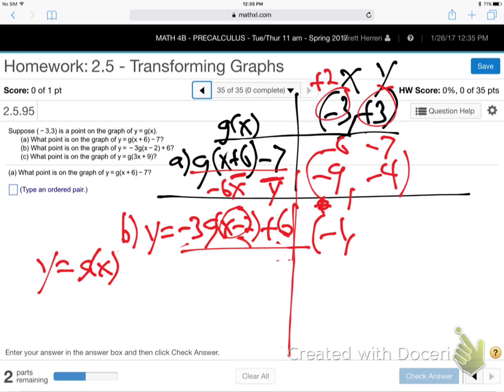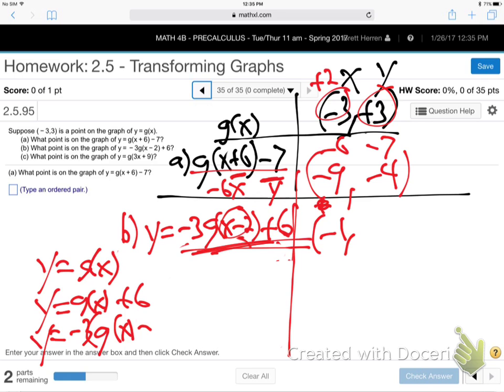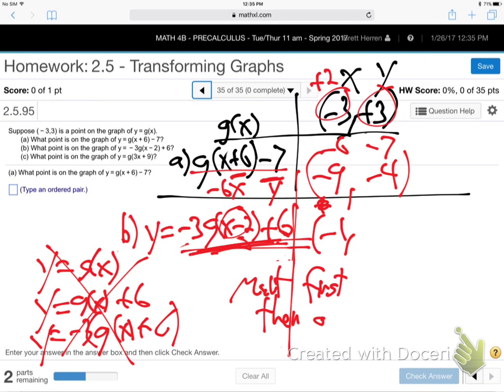How could I get there? Could I, for example, add the 6 first to the right side? I'm trying to get it to look like this, other than the x minus 2. We know that's there. Add the 6 first? No. Because then next step, when you multiply the whole right side by negative 3, it isn't going to be 6 anymore. It's going to be negative 18, which is not true to what they're asking me to find. So it's not add first, then multiply. It's multiply first, then add. And it's not always that way.